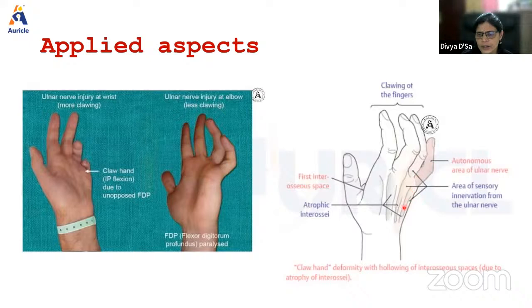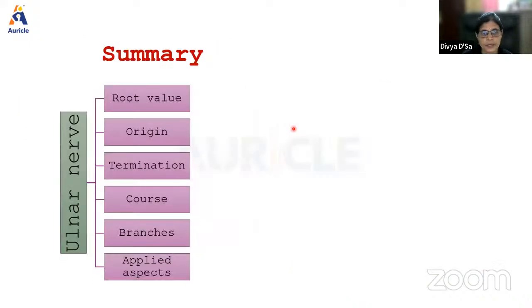And there is sensory loss over the medial part of the palm, the medial 1.5 fingers, as well as the dorsal surface of the medial 1.5 fingers. The sensation is lost. So that is what happens in ulnar nerve injury, and these are the things you need to write.